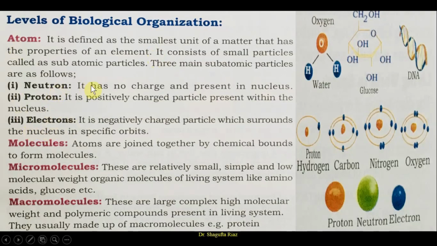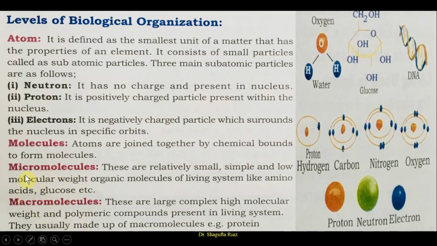Neutrons have no charge and they are present in the nucleus. Protons are also present in the nucleus and they have a positive charge, while electrons have a negative charge and they surround the nucleus, right? Then atoms join together to form molecules with the help of chemical bonding, right? And molecules can be of two types: micromolecules and macromolecules.